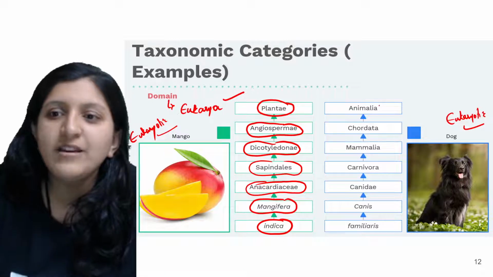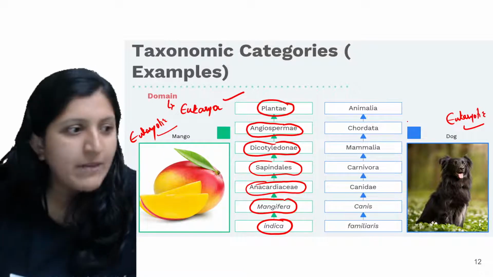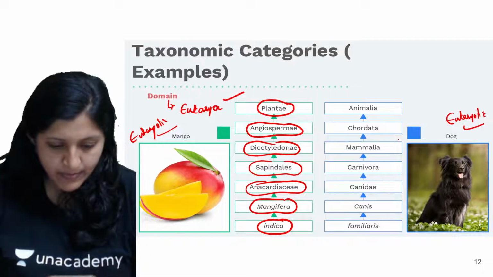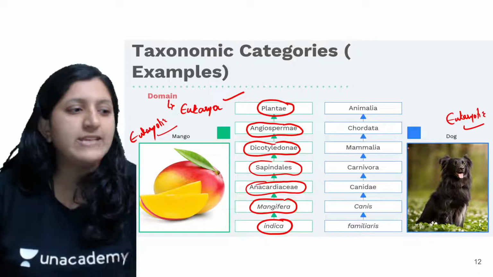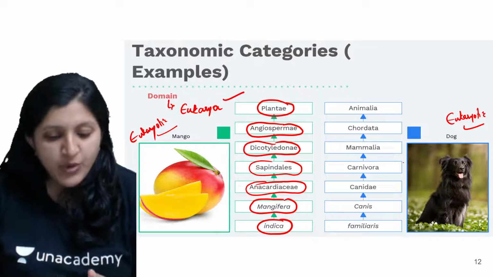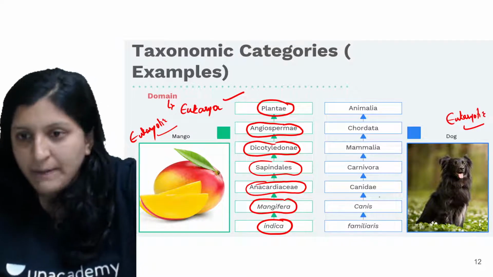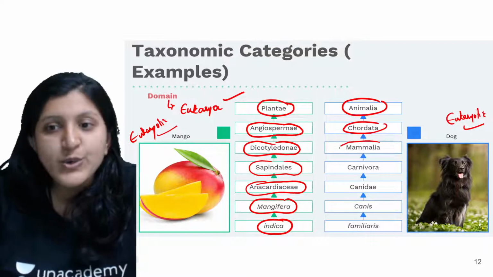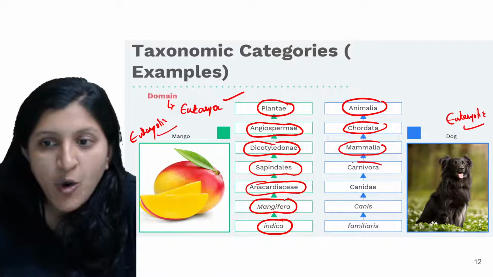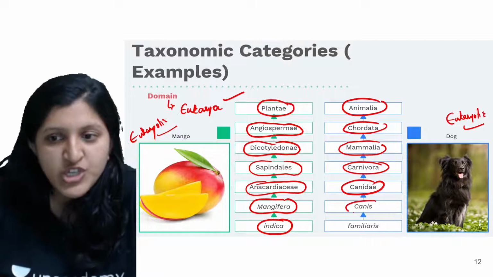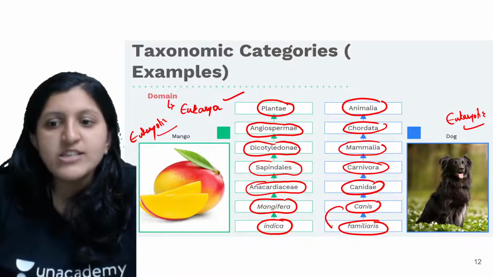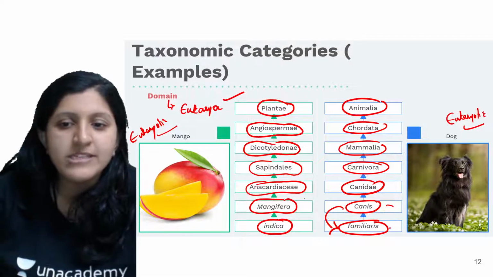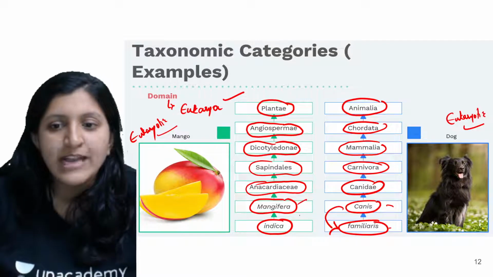In the same way you can place Animalia. The dog can be placed under the kingdom Animalia. For Animalia, there is Chordata, Mammalia, Carnivora, Canidae, Canis, and familiaris. So this is the kingdom, then you can find the phylum, the class, the order, the family, then the genus and the species name. Canis familiaris is the scientific name of the dog, and the scientific name of the mango is Mangifera indica.